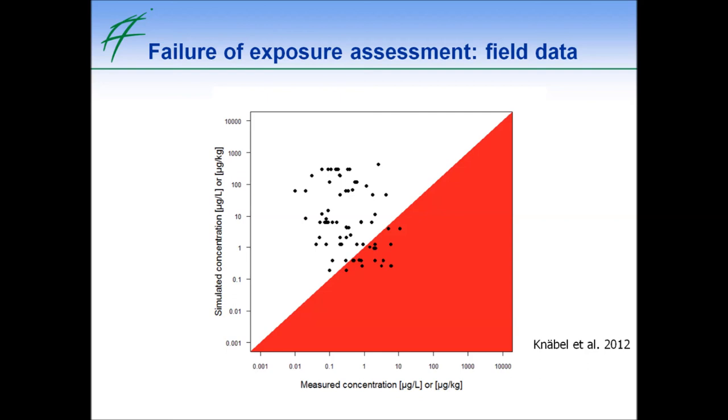In our study, 23% of the measured water phase insecticide concentrations were underpredicted by the model. This in consequence means that for all these concentrations the regulatory exposure assessment failed and that potentially adverse environmental effects did occur in the field.